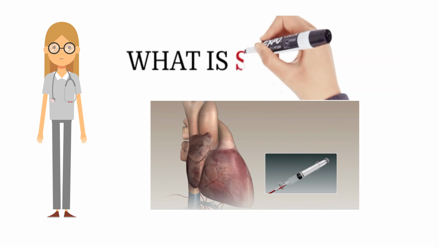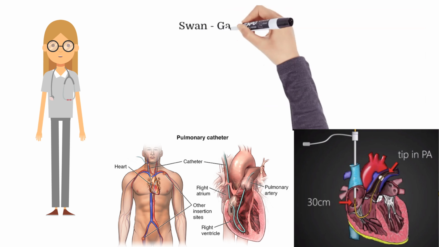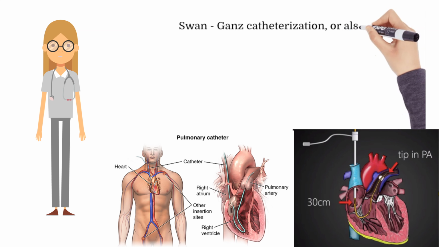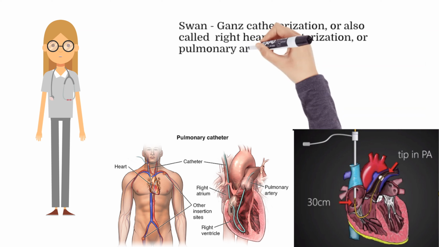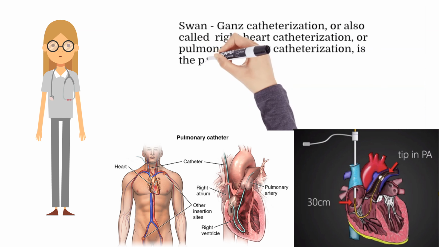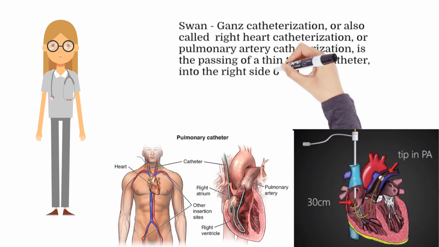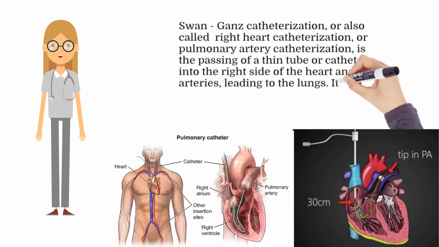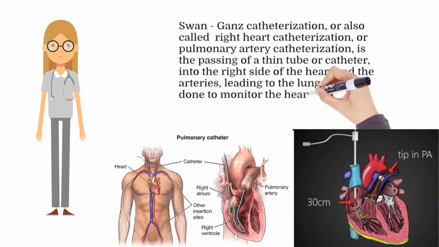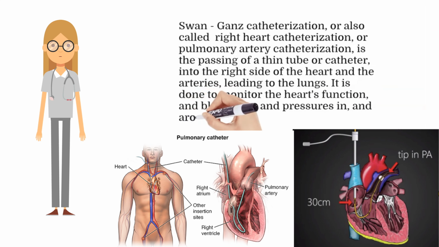What is Swan Ganz? Swan Ganz catheterization, also called right heart catheterization or pulmonary artery catheterization, is the passing of a thin tube or catheter into the right side of the heart and the arteries leading to the lungs. It is done to monitor the heart's function and blood flow, and pressures in and around the heart.